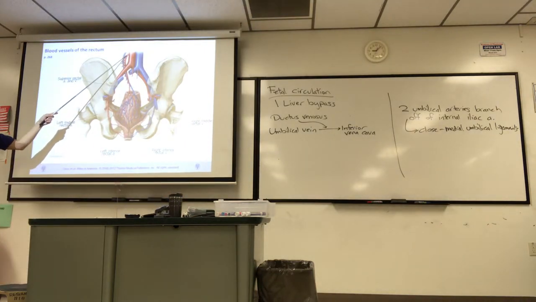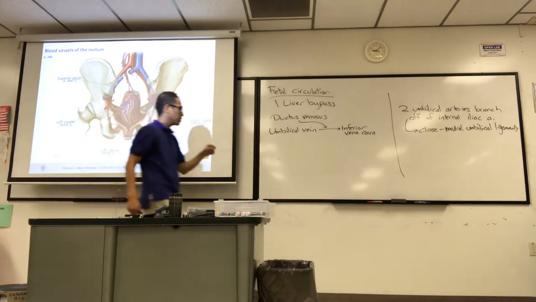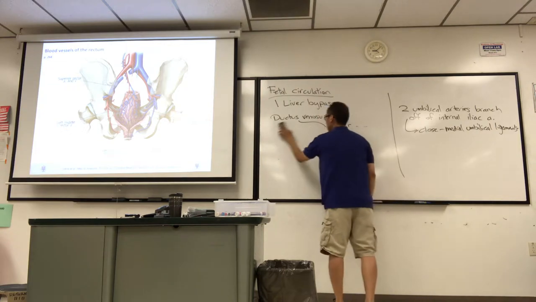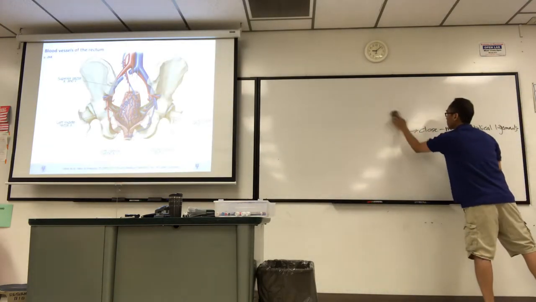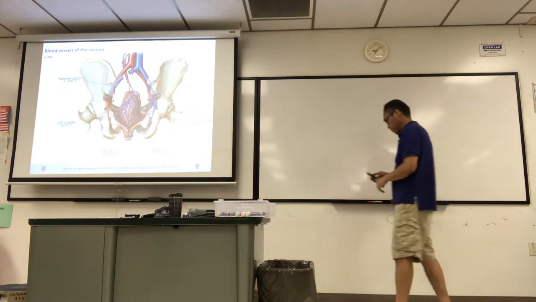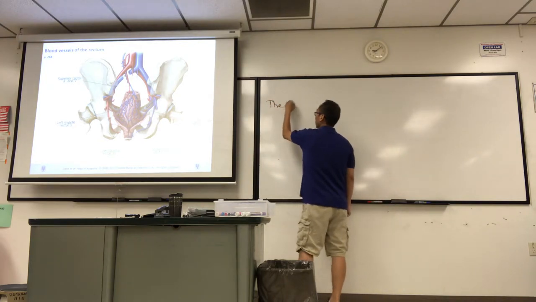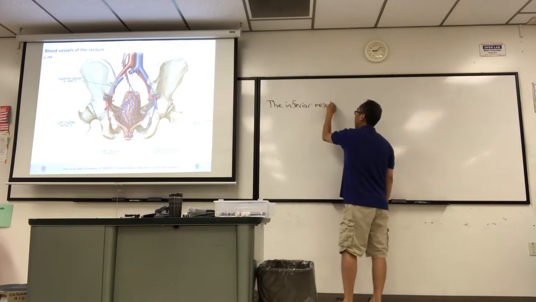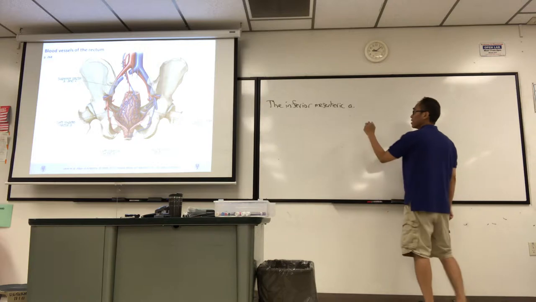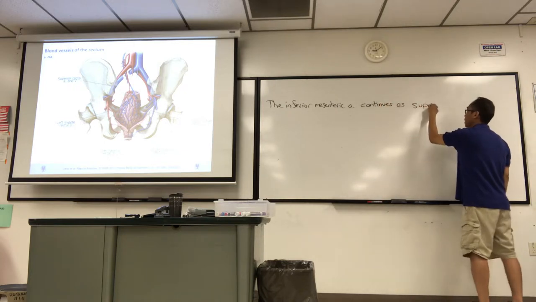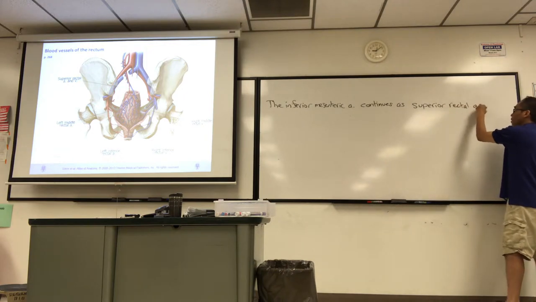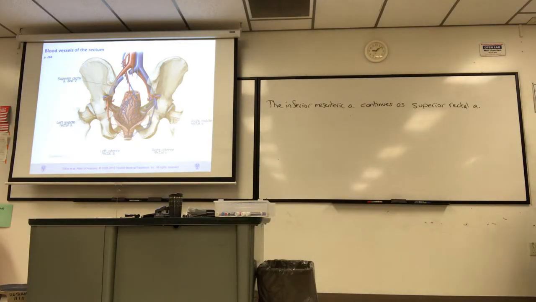So if I tag it up here, if it's close to the abdominal aorta, call it inferior mesenteric. It's gonna give up a lot of branches to the distal colon, but when it gets way down here, call it superior rectal artery. So let me write that on the board. Once again, I do believe it's a study guide question. For those of you who use the study guide, the inferior mesenteric artery continues as superior rectal artery. So this picture can kind of help you see that, okay? And write that in your notes.